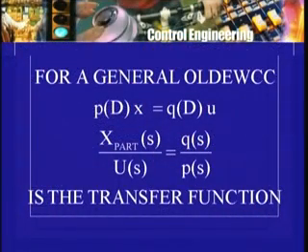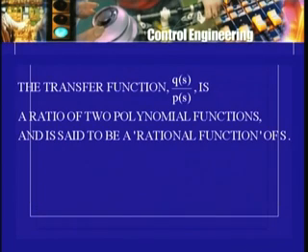So the polynomial differential operator which operates on the input is in the numerator, and the polynomial differential operator which operates on the response or output is in the denominator of this transfer function, and the transfer function looks like a ratio Q(s) by P(s), and Q(s) and P(s) are actually two polynomials. So such a function is called a rational function. In the theory of functions of a complex variable, such functions are known as rational functions. They are ratios of two polynomials.